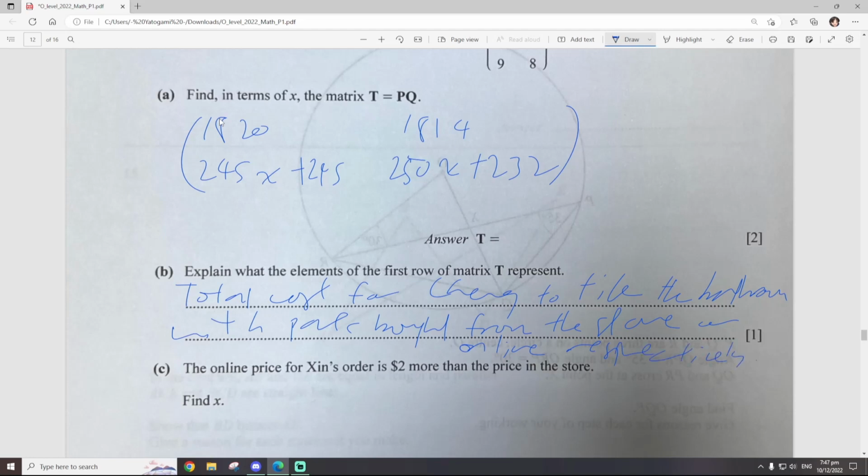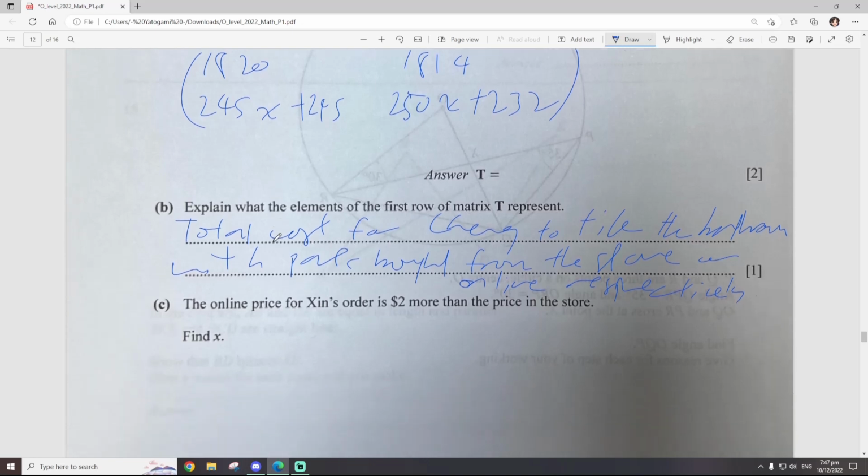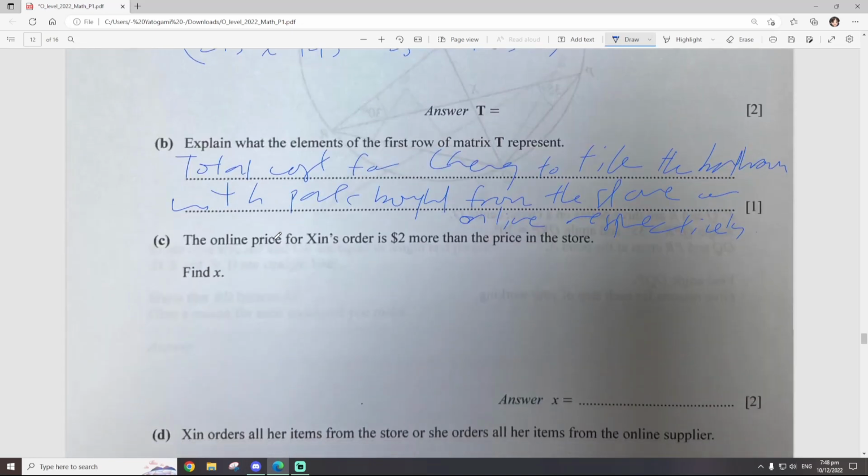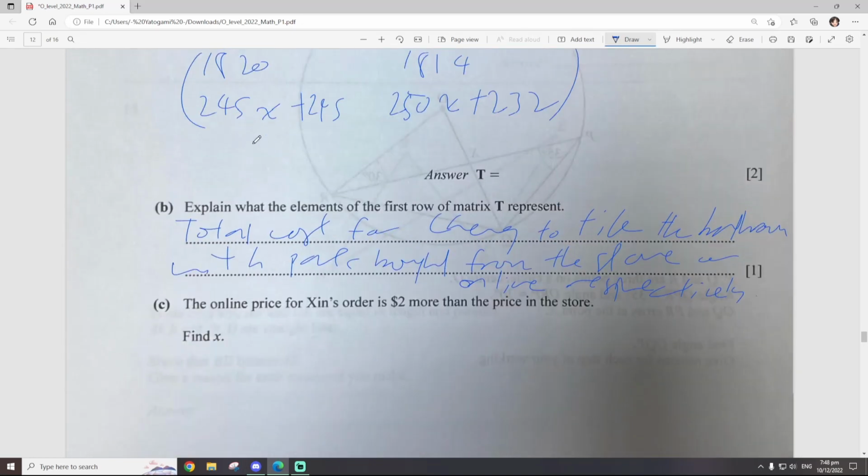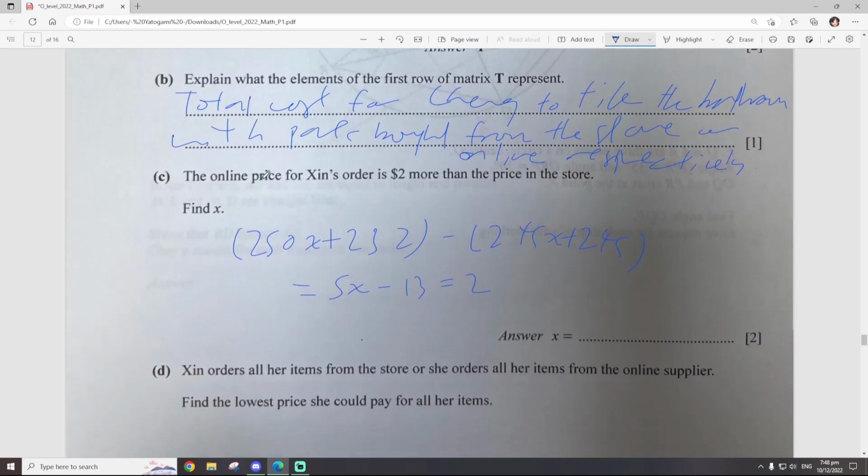Okay. The online price per scene's order is still a lot more than the price in the store. Find x. So the first one is the price in the store, and the second one is online. So we have 250x plus 232 minus 245x plus 245. And this is 5x minus 13, and this equals 2. So 5x is 15, x is 3.